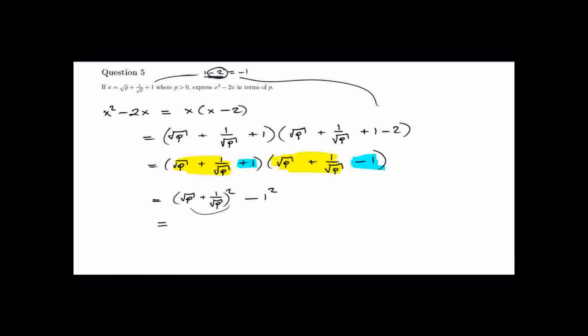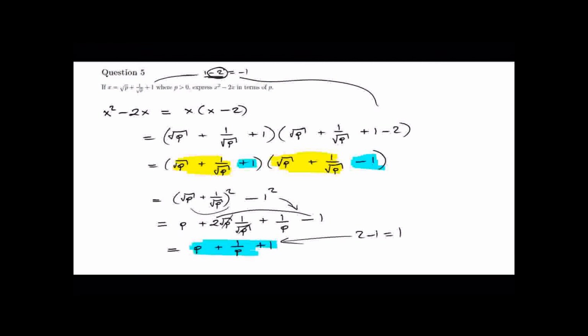Now when I square this out, I've got to square the first. Well, if I square the square root of p, I get p. Multiply the first by the last and double your answer, so 2 root p by 1 over root p. And then square the last, which is going to give me 1 over p. And then I just have this minus 1 tagging on at the end. Now root p and root p cancel out, which gives me a 2 here, and 2 minus 1 is 1. So the answer is p plus 1 over p plus 1. Again, the 1 came from the fact that 2 minus 1 is equal to 1. So that's x squared minus 2x written in its simplest form.